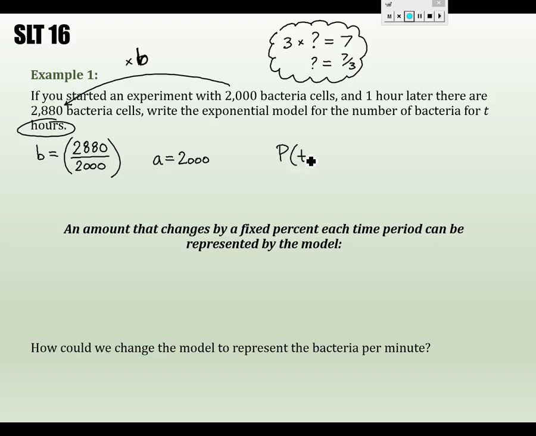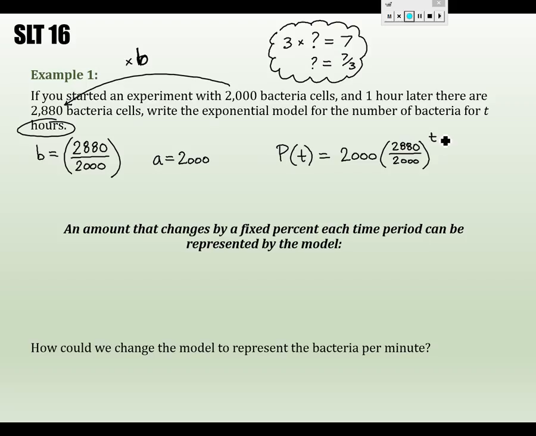Let's call it maybe P of T. We get to name our own functions in math usually, so let's name it something meaningful. So this will be P for the population of bacteria after a time T measured in hours. So we'll write A times B to the T, 2,000 times 2,880 over 2,000 to the T.